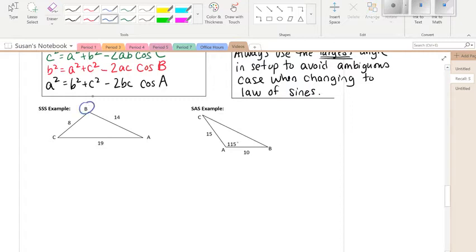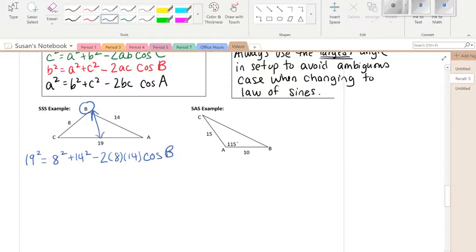So if we were solving for angle B, that means that 19 is across from angle B, so 19 squared is equal to the other two side lengths squared, 8 squared plus 14 squared. I was thinking of area for a second. And then we have minus 2 times those two side lengths, 8 times 14, times the cosine of that angle. So again, we're doing the cosine of B.